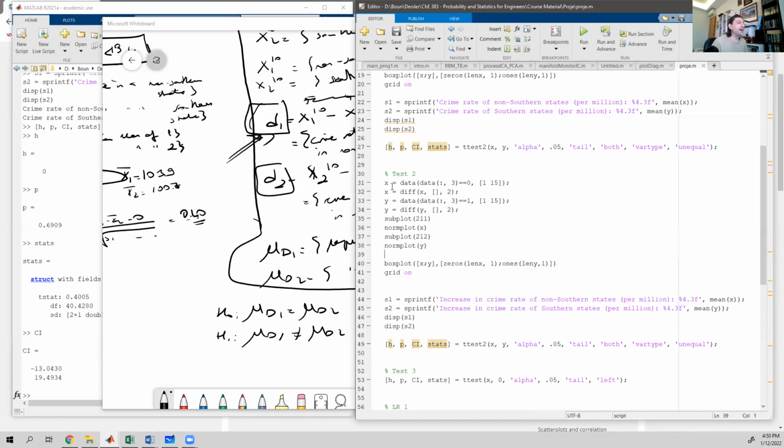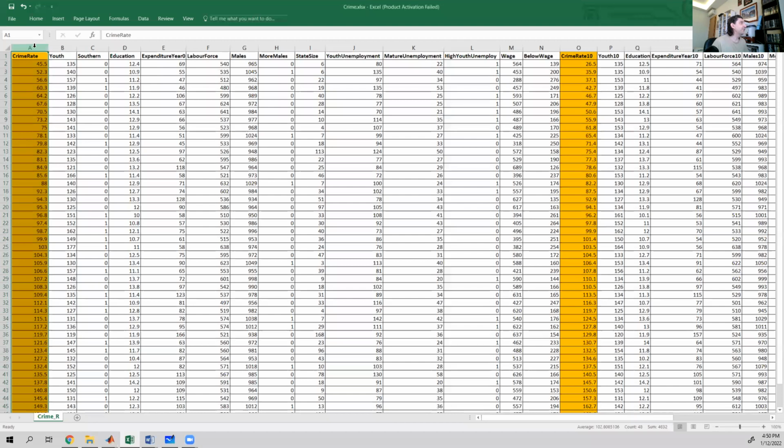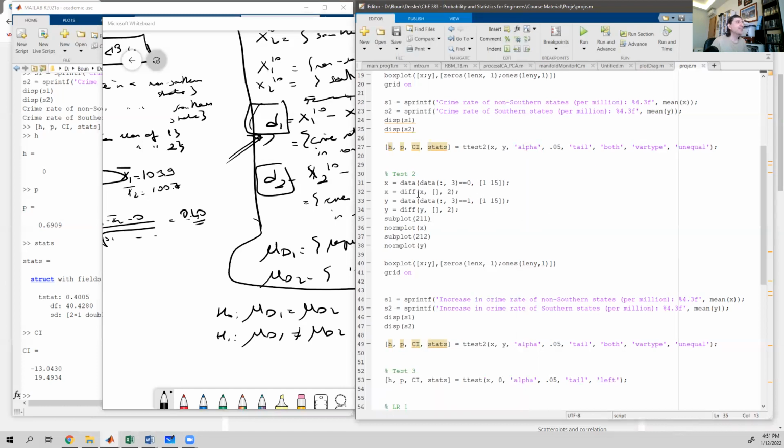This time, I take again the non-Saturn states, the row part, and for the columns, I take the first and the 15th columns. So why do I take them? The first column is crime rate and the 15th column is crime rate after 10 years. Then what I do is I take the difference from the second column to the first. This is how you can do that. Just type help diff and see how this is used. So this is going to be a single column.